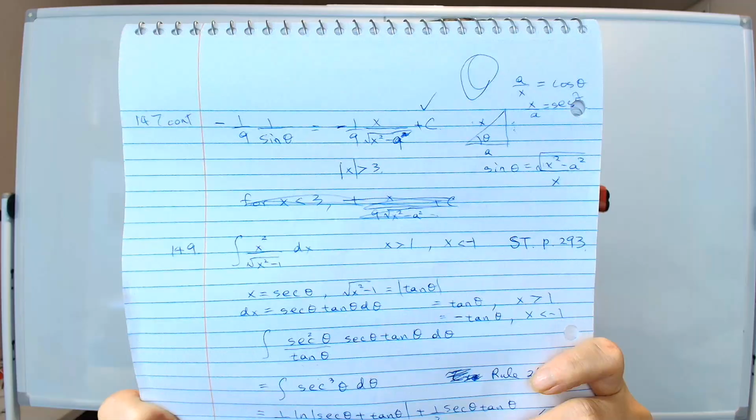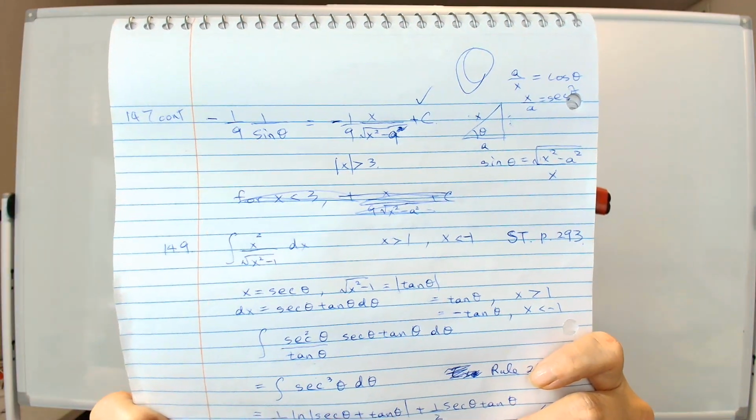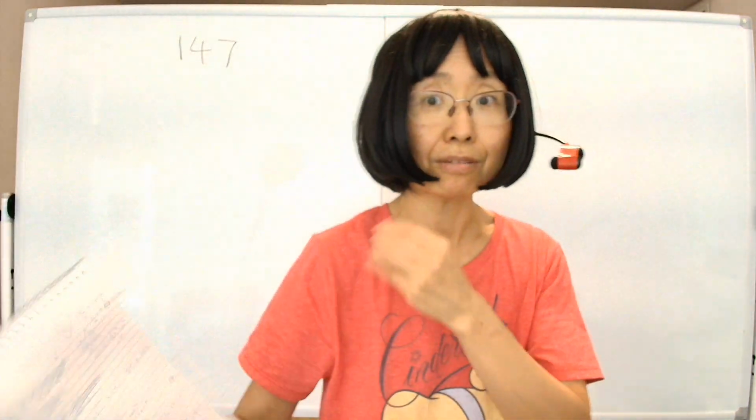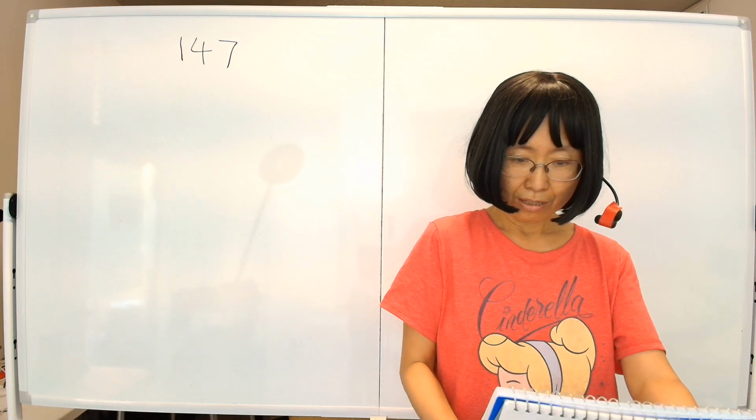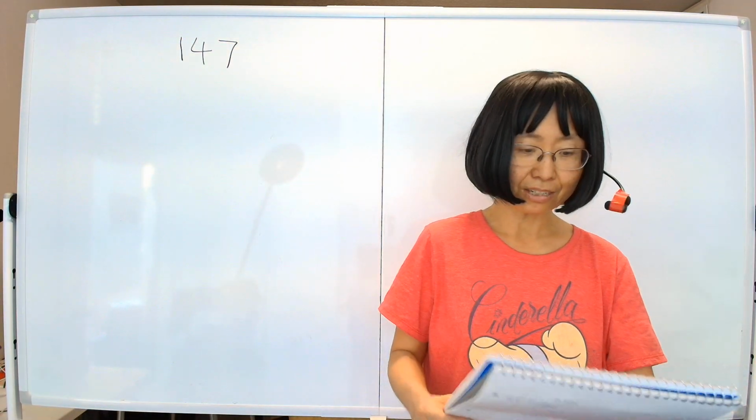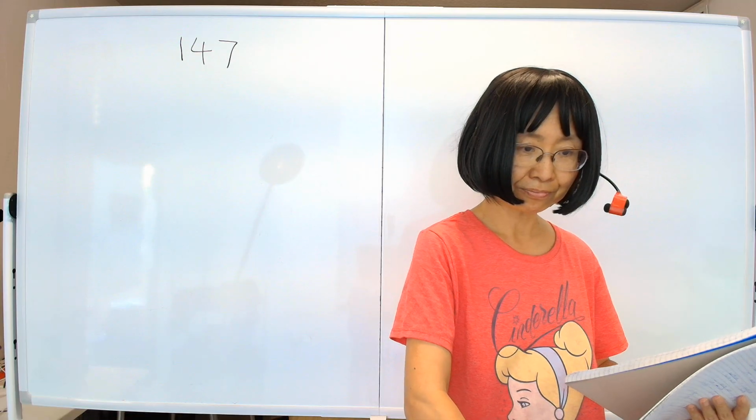Okay, so then that's the answer, and that is correct. And of course, in this problem, the absolute value of x has to be bigger than 3 to make sense. Otherwise, your square root is going to be negative. That should do it. And so next, let's look at problem 149.